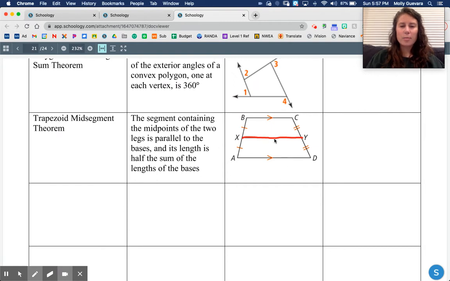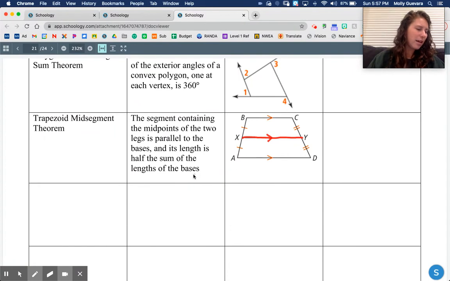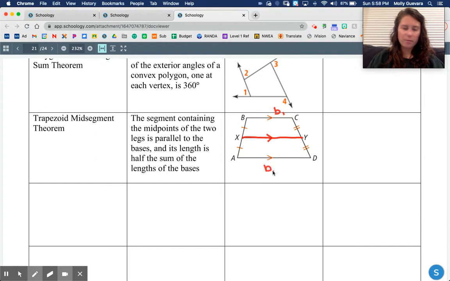Okay, and it is parallel to the bases, and its length is half the sum of the lengths of the bases. So that seems a little confusing, right? If I call this base 1 and base 2, and this is line M.